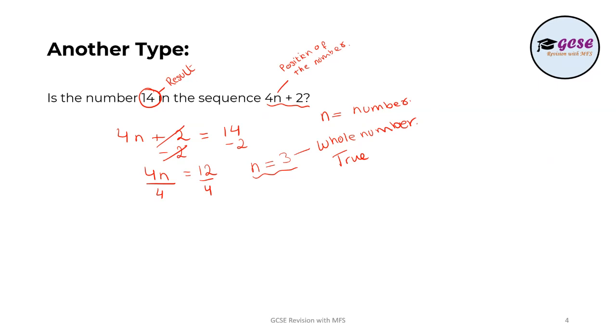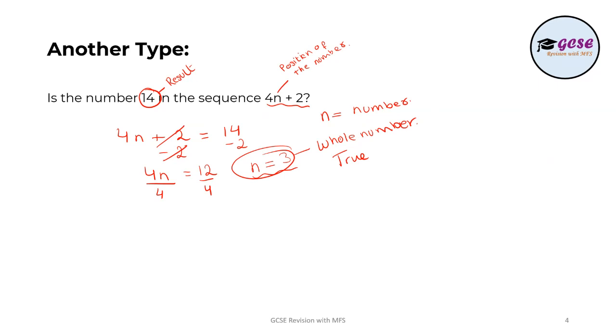And we just rearrange this formula that we have into n is equal to a number. That's all we have to do. We just need to get into this form, n is equal to a number. And if it's a whole number, it's in the sequence. But if it's not a whole number, then it's not in the sequence.